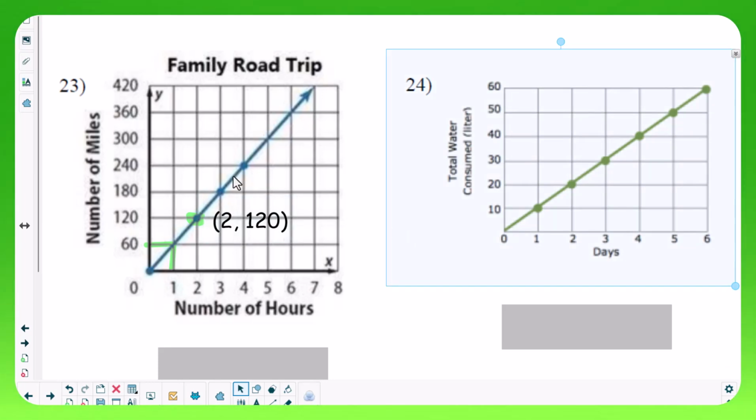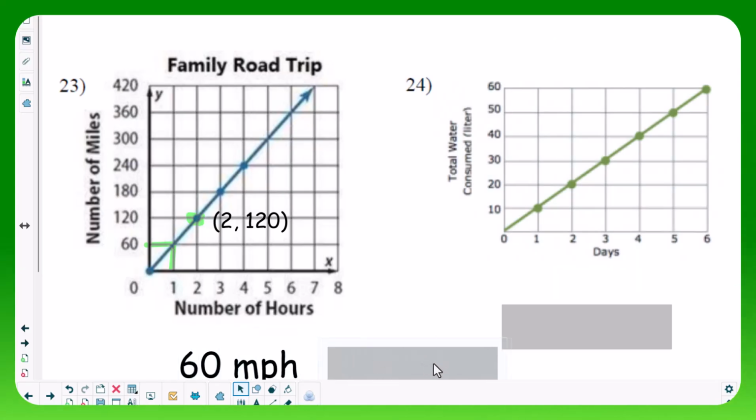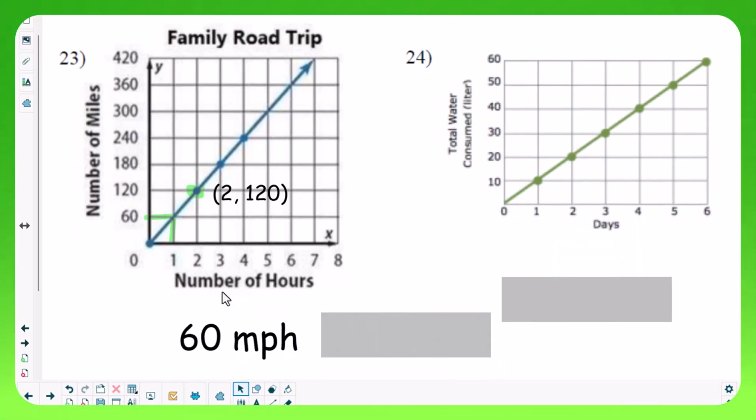If we use any of these points on the graph, when we take our second number and divide it by our first number, our y divided by our x, we'll see that throughout this unit, we're always going to get 60 miles per hour. For example, in 4 hours, the family traveled 240 miles. 240 miles divided by 4 hours is also a unit rate of 60 miles per hour.